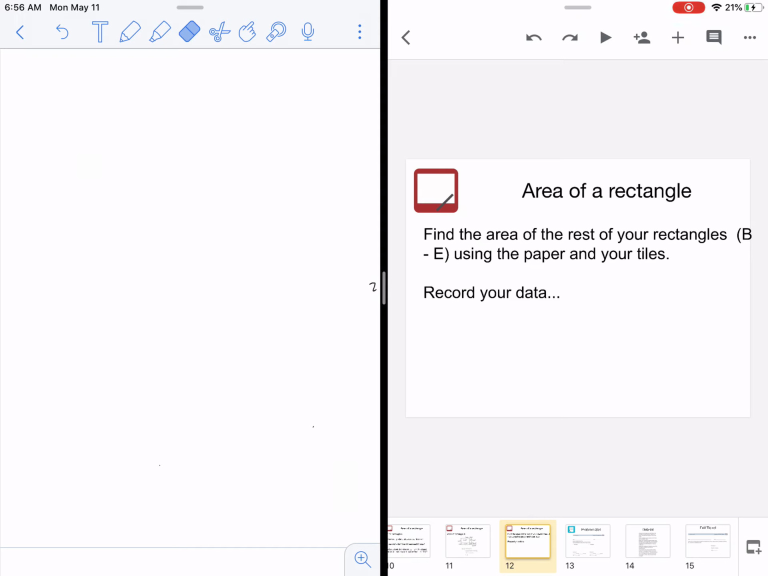So, here we go. Rectangle B. Rectangle B is 1 3/4 units times 3 3/4 units. So here we go. Let's draw. We have 3 units times 1 unit.